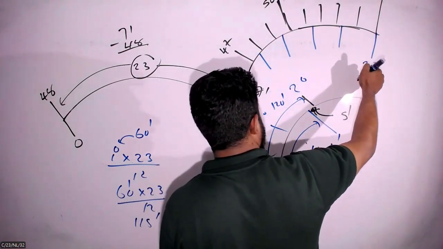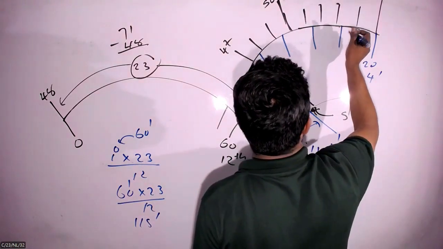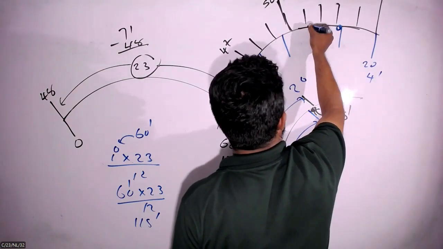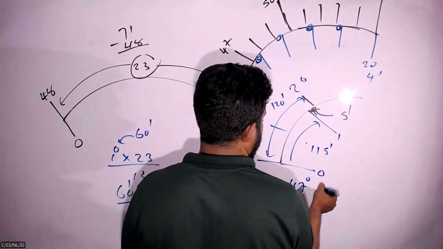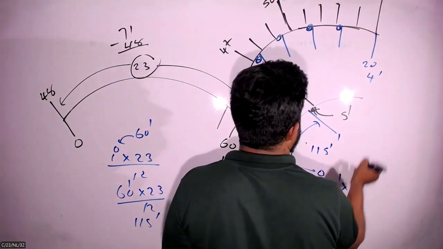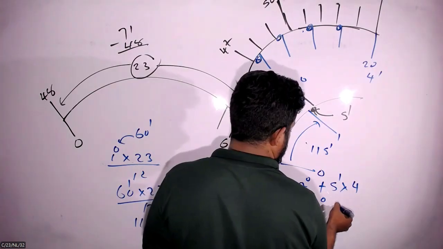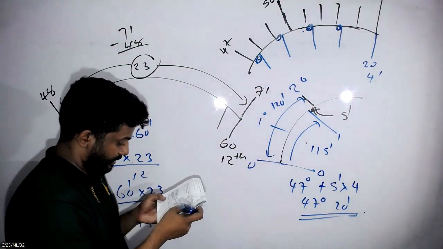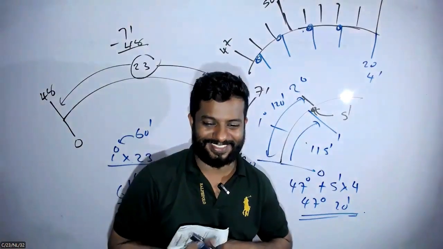Then you can observe that this 20th or 4th vernier division align with the 55 main scale division. Then the reading is first gap, second gap, third gap, fourth gap. 47 degrees plus this unknown angle is 5 minutes into 4, 47 degrees, 20 minutes. Right? Answer is second one. Right, Putala?